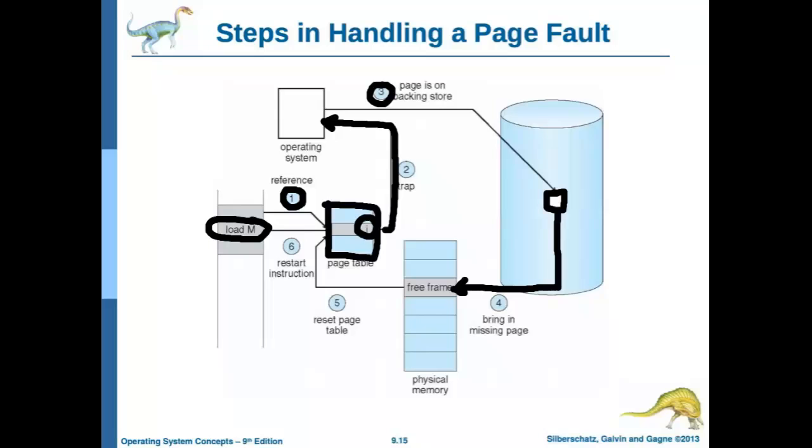Then we need to reset the page table. Resetting the page table means whatever this I flag was there, we need to change it to V, and here we need to put the frame number. Now we need to restart this instruction. That is step number 6. So this time Load M will again refer, and this time we will have it as a valid address. It will refer to the physical memory, and that instruction will be executed. These are the steps for handling the page fault.